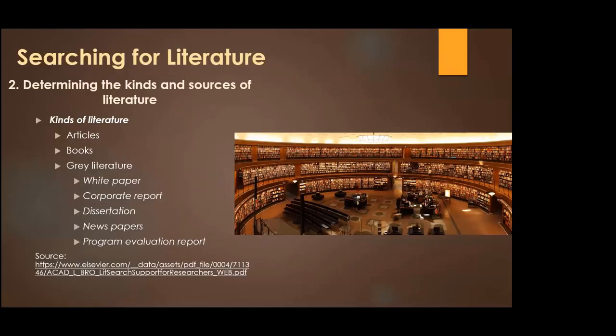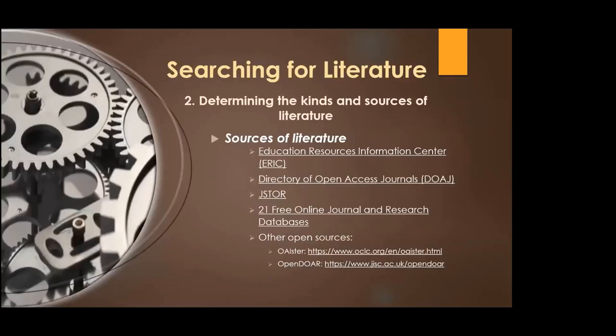So the next one will be to determine the kind of data, or the kinds of literature, that you want. So maybe you can decide that, okay, for my study, I'm only going to focus on articles, right? Or you can say, let me focus on articles and books, or maybe gray literature, right? The gray literature can be white papers, corporate reports, dissertations, newspapers, and also program evaluation reports. These are examples of gray literature, right? So you just have to decide, based on your initial search, where you can get access to the rich information or rich data for you to use to analyze and address your research question, right?